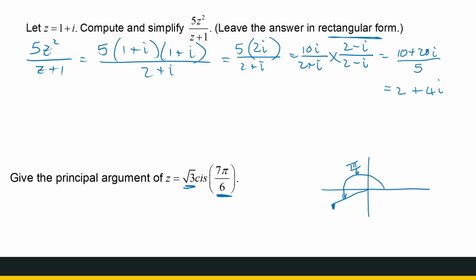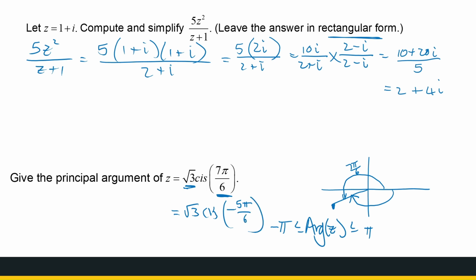Now we know that the principal argument is between pi and minus pi. So we want the principal argument to be between there. But we also know the polar representation is not unique. So this polar number is exactly the same as root 3 cis, if I measured my angle in this way round, and that is minus 5 pi over 6. So these two complex numbers in polar form are identical numbers. The second one is just written with the principal argument.